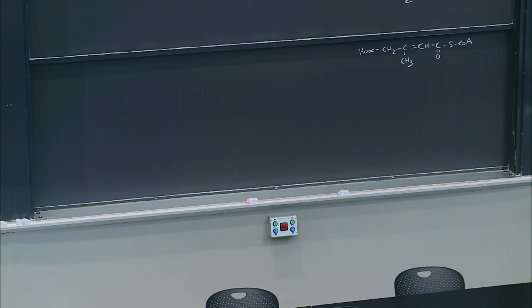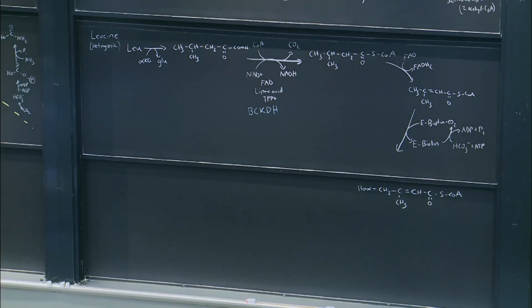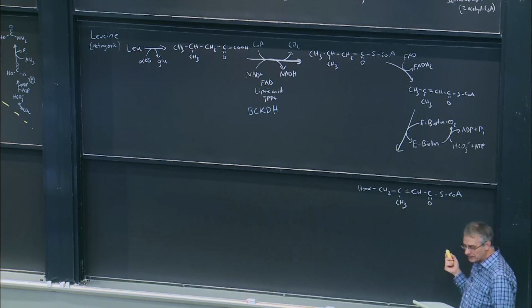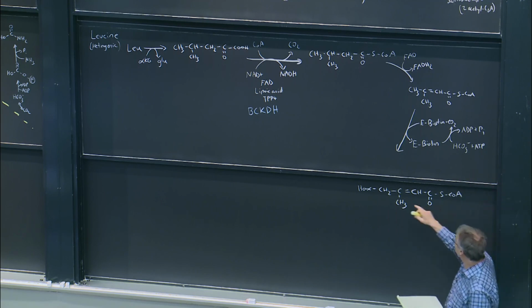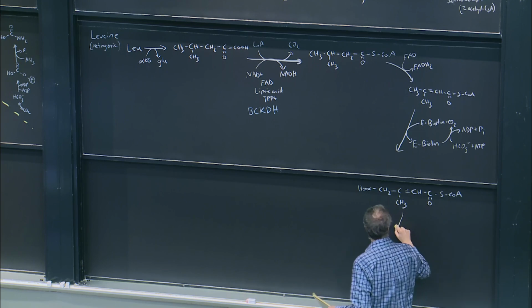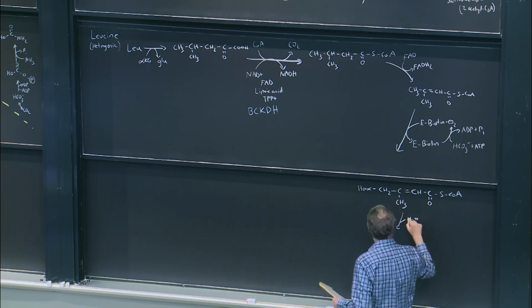this intermediate here. Okay, so no new chemistry. You've seen all this many times before. Now we're going to continue with what we would do if we were breaking this down, oxidizing it as a fatty acid. And so now we're going to add water across that double bond.